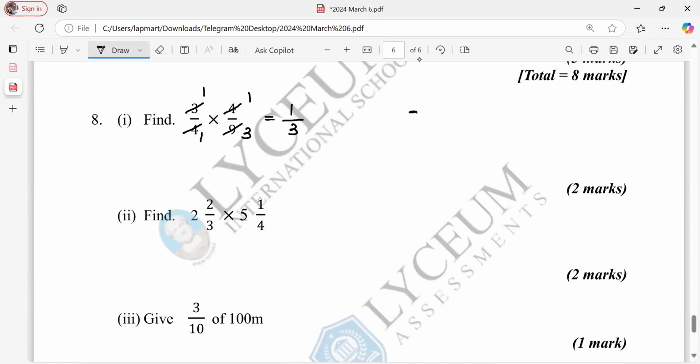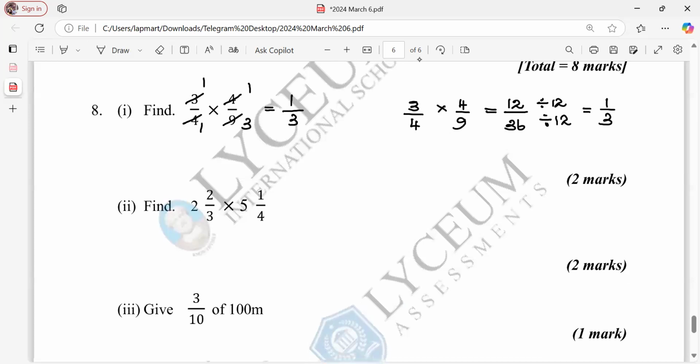Now some students, they do it like this, 3 over 4 multiplied by 4 over 9. What they do, they straight away multiply 3 times 4, 12, 4 times 9, 36. Then they simplify this, divide by 12, divide by 12, it gives you 1 over 3. So then either method is correct. But if you can simplify the numbers before multiplying, always it is better to simplify them.